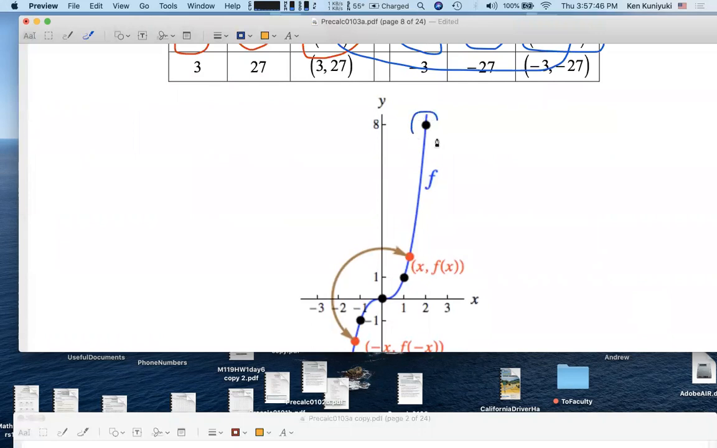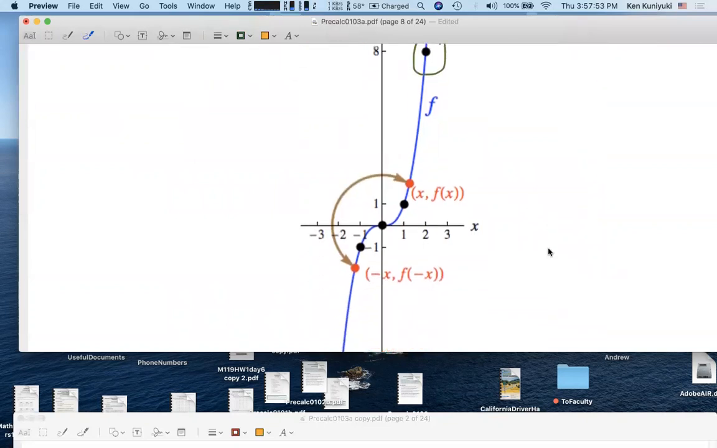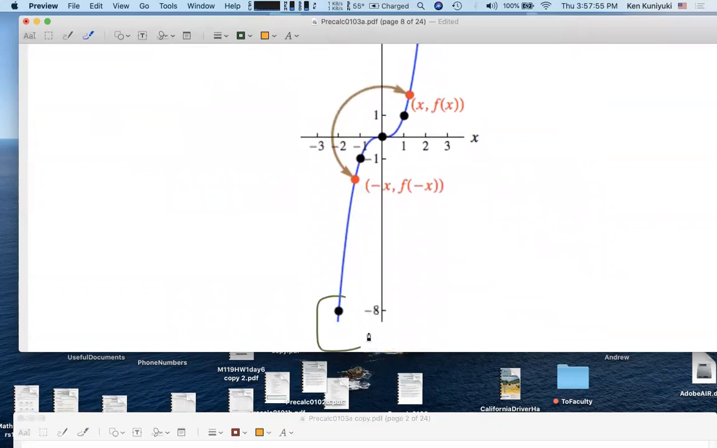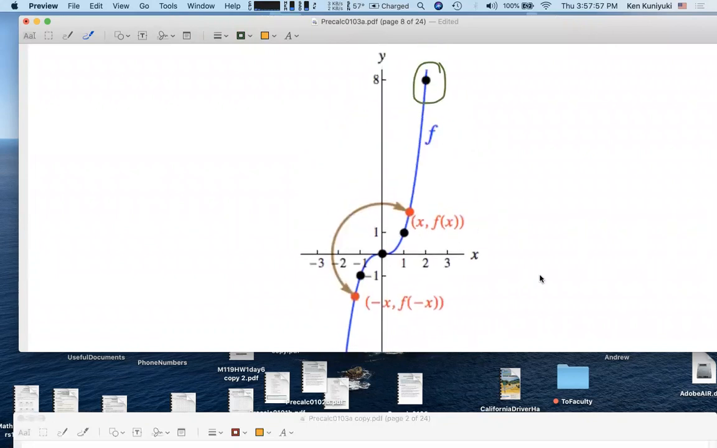Here, the point (2, 8) lies on the graph. I'll do this in green. The point (2, 8) lies on the graph. If that's the case, the point (-2, -8) must lie on the graph for an odd function. The cubing function on R is an odd function. It is symmetric about the origin.